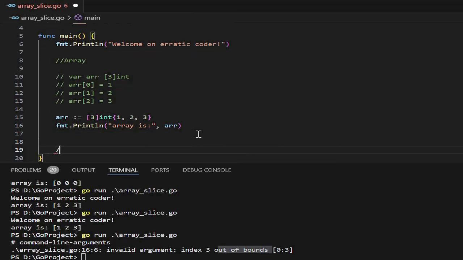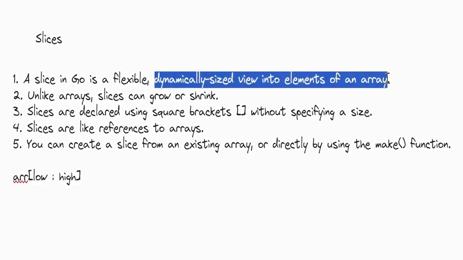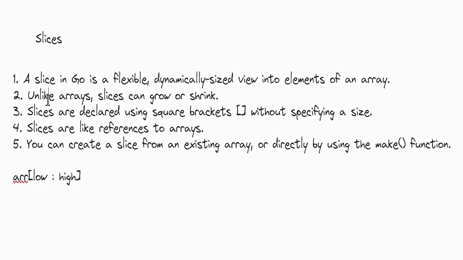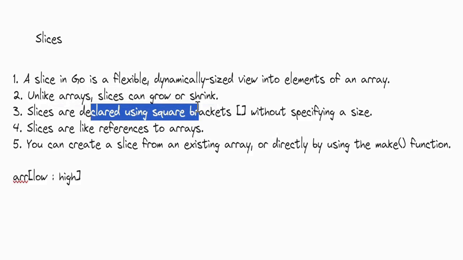Let's understand slices next. We understand that arrays are fixed size collections, whereas slices are flexible in this scenario. Slices are dynamically sized views into the elements of an array. That means, unlike arrays, slices can grow or shrink. We can decrease the size of the slice, or we can increase the size of the slice as per our requirement.